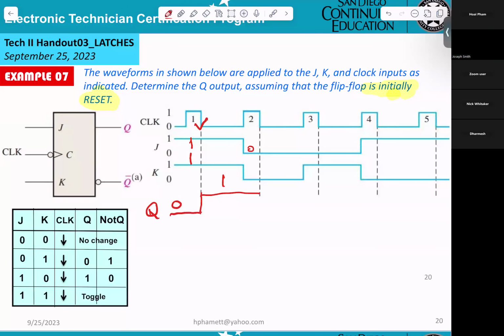And the next clock, you can see J is 0, K is 0. When you get the transition, Q has no change. It was 1, it stays 1. And the next clock, J is 0, K is 1. J0, K1, the output will be 0.